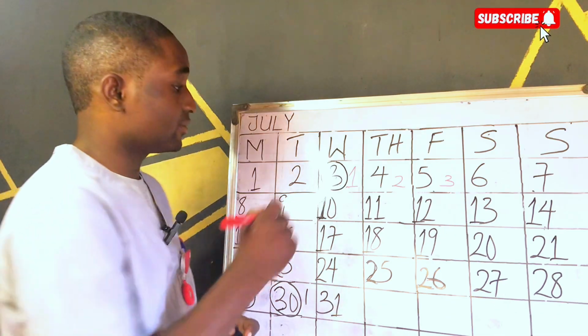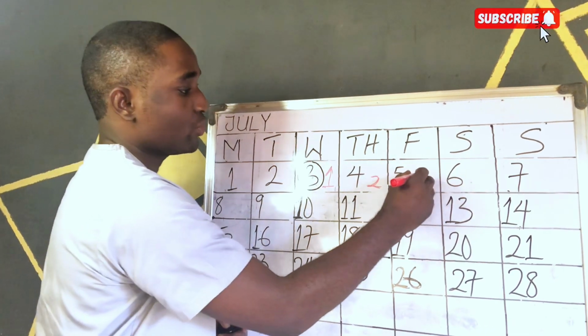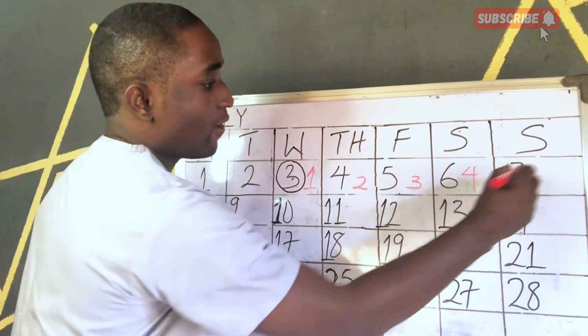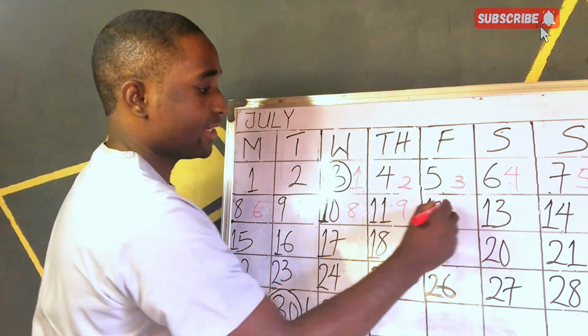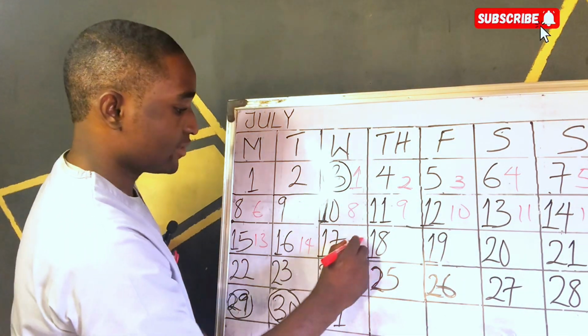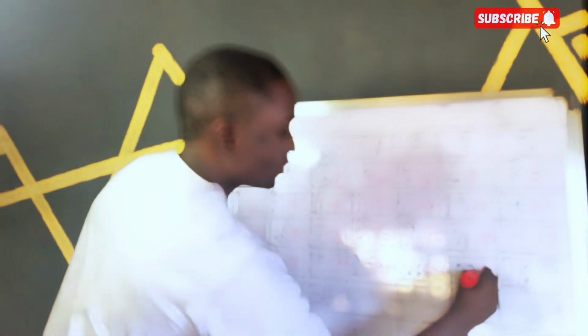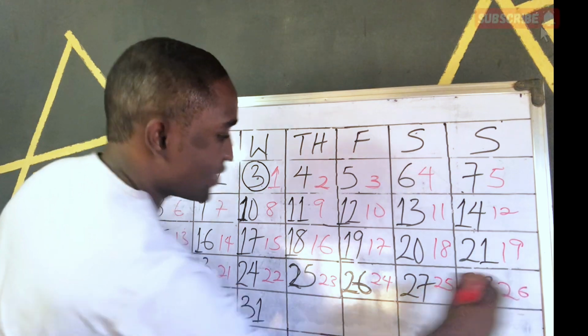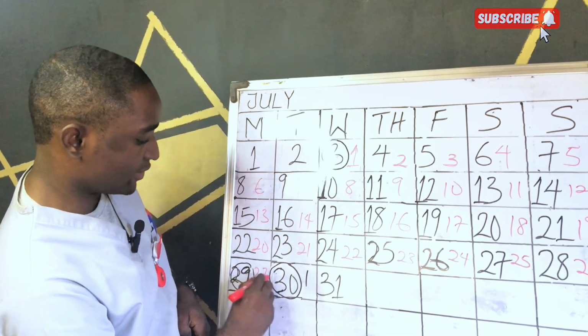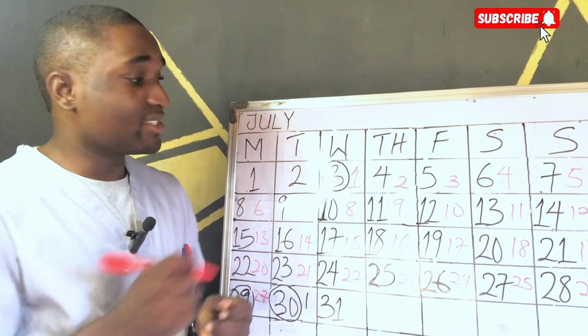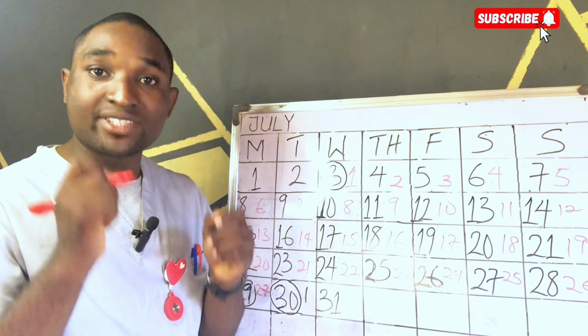So let's count. 1, 2, 3, 4, ... 25, 26, 27. So that means this person has a 27-day cycle.